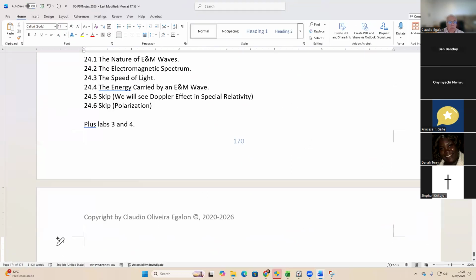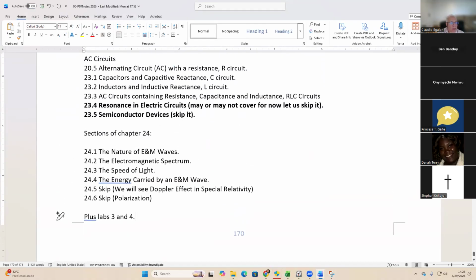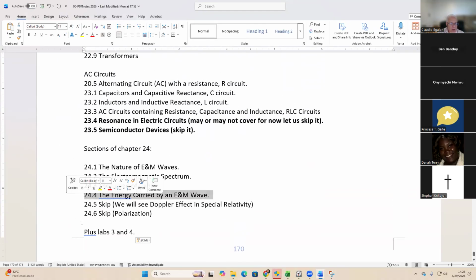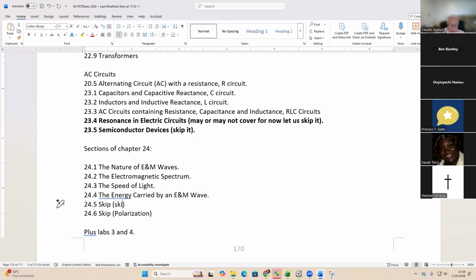Okay, so for now, energy carried by electromagnetic wave, we did that. We're going to skip this chapter. We're going to skip polarization, okay, for now. Skip for now. Let's put like skip for now. Let's see, we're skipping this one as well. Skip.